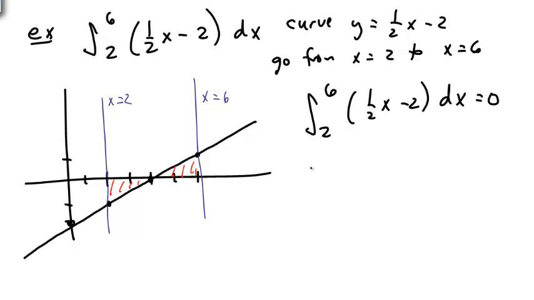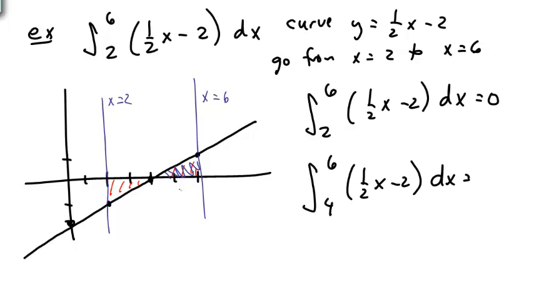If we had just gone from 4 to 6 of 1/2 x minus 2 dx, we would have had just this area, which is a triangle, base of 2, height of 1, 1/2 times 2 times 1 is 1. So not terribly exciting, but you get the idea.